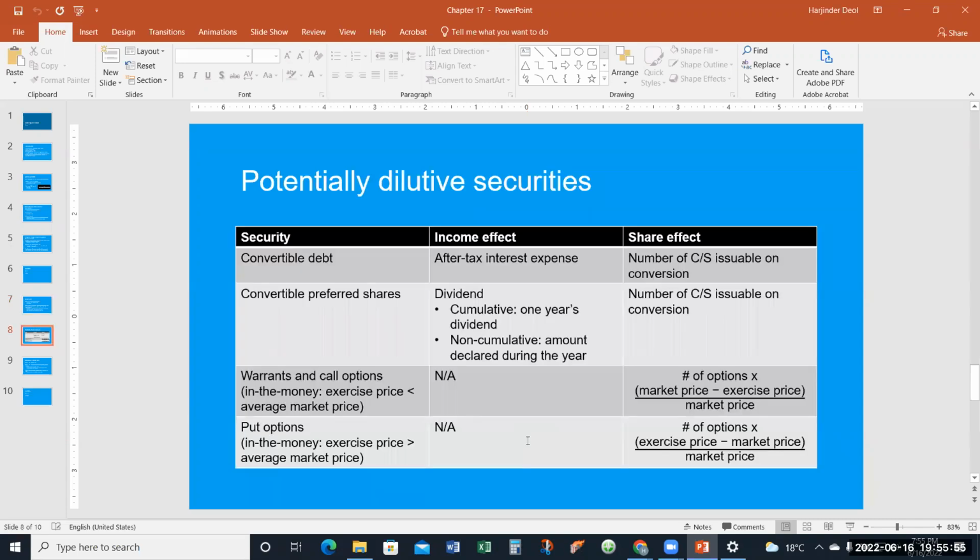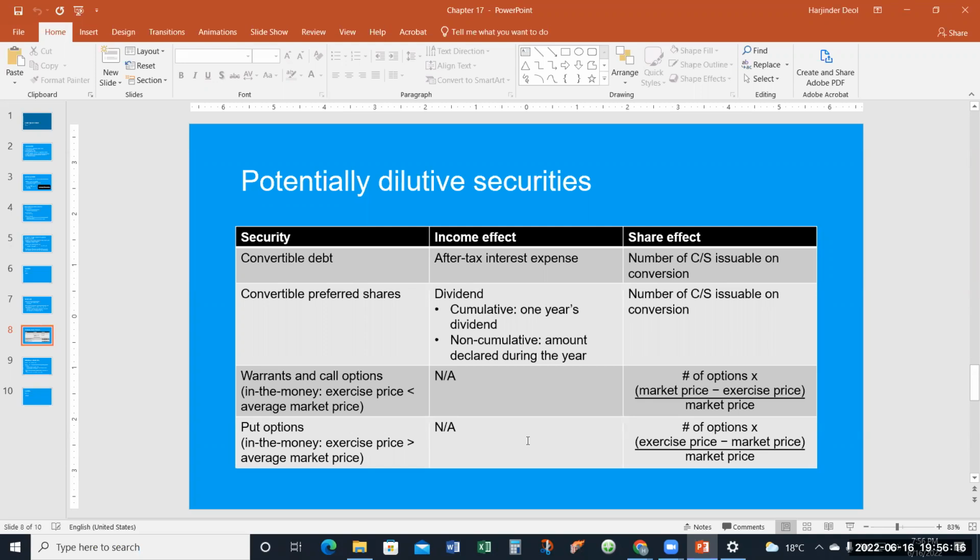All right. So what are the possible dilutive securities that you'll come across? For this course, you are responsible for knowing about convertible debt. So convertible debt, examples are basically convertible bonds. The income effect will be the after-tax interest expense.